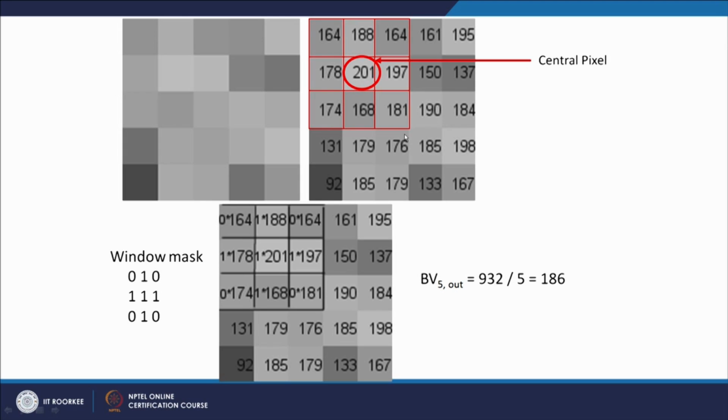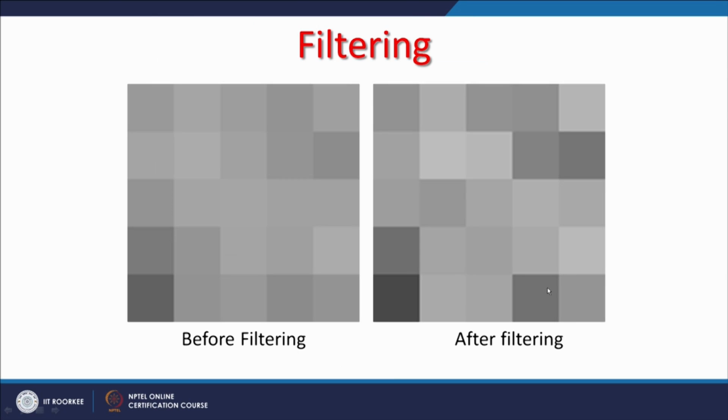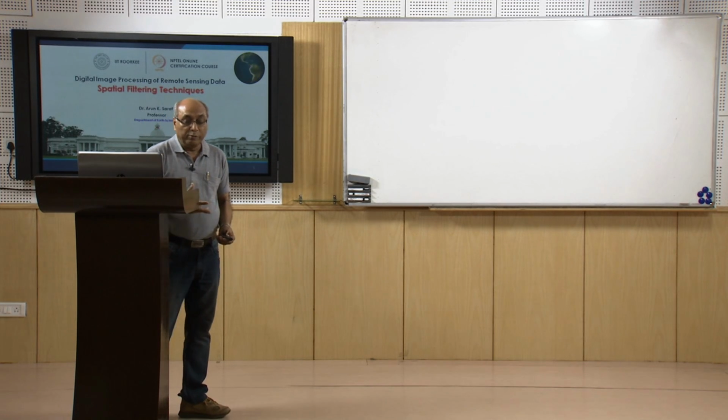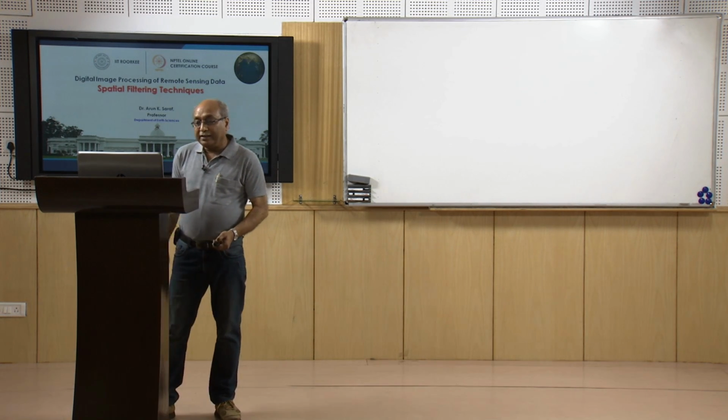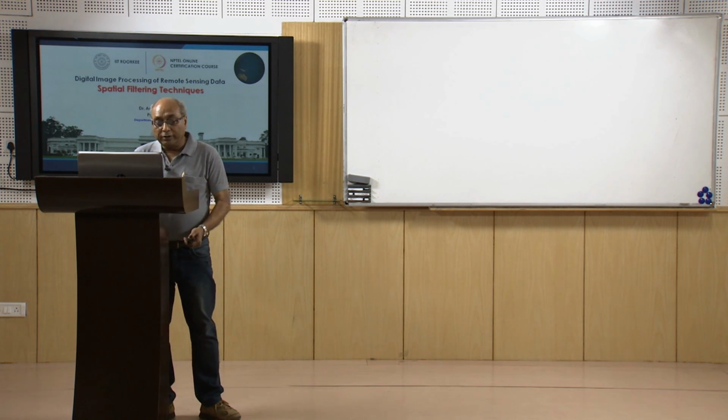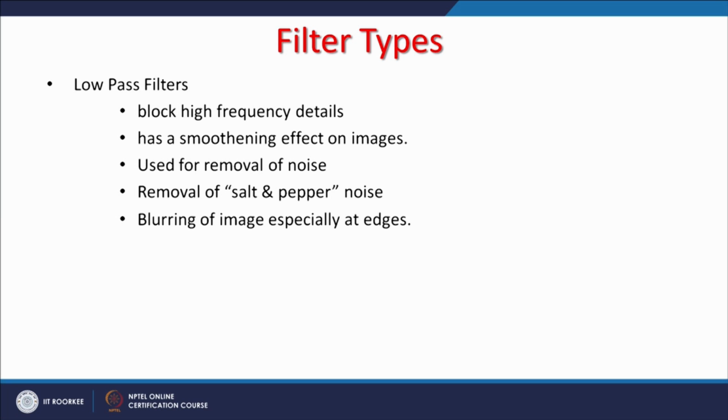So here the central pixel value shown is 201, and after the calculations it might be 186. Before filtering this was the situation, and after filtering in the case of a high pass filter, this is how the local variations would be highlighted. So low pass filters will block or de-emphasize high frequency details, have a smoothing effect on images, and are used for removal of noise, such as salt and pepper noise.